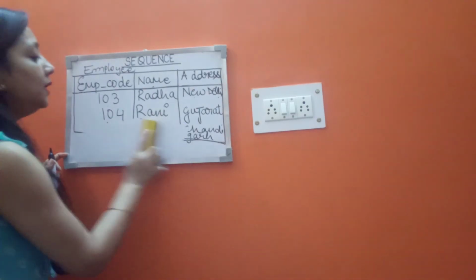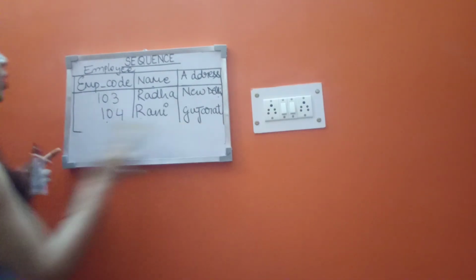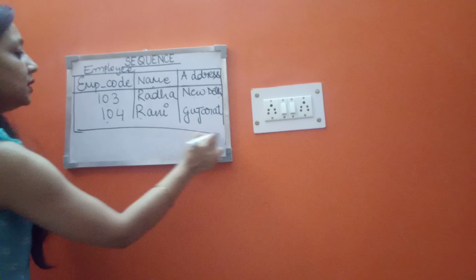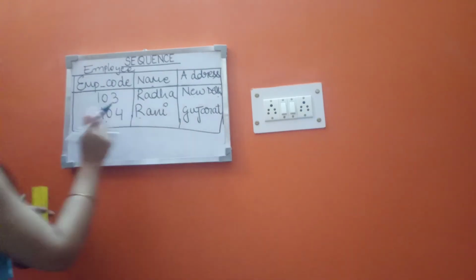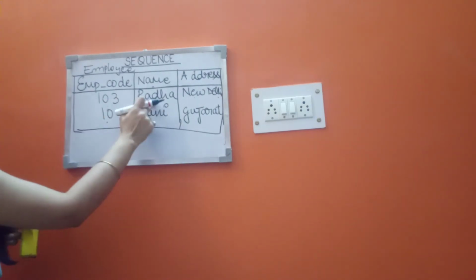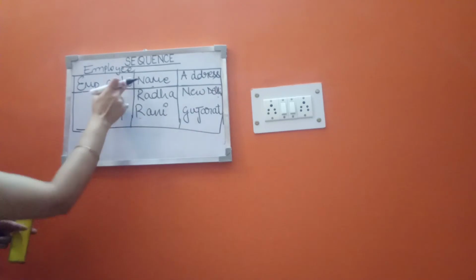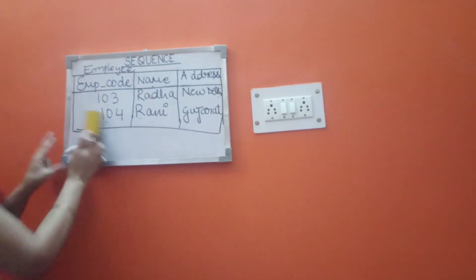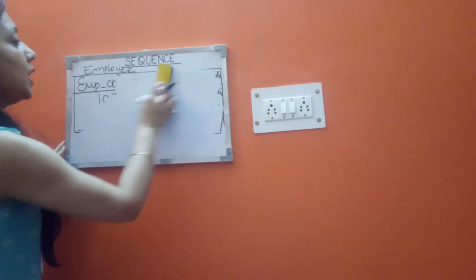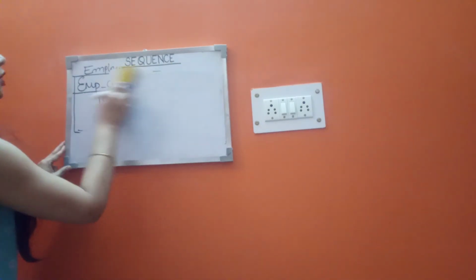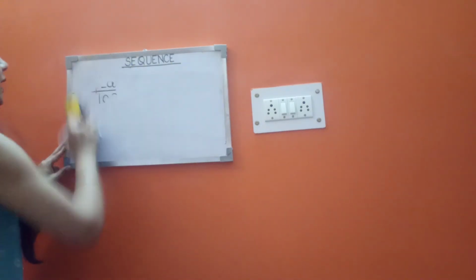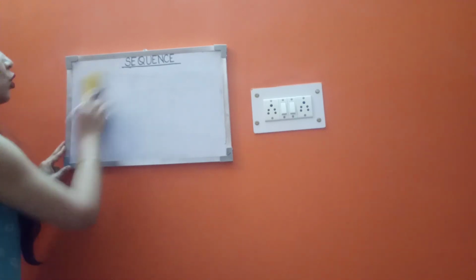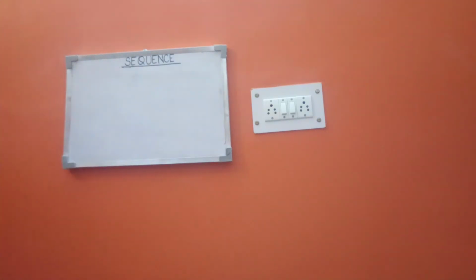Now keep in mind that as of now the employee table contains just these two records. Employee code 103 having name Radha and address New Delhi. Employee code 104 having name Rani and address Gujarat. Now if a new employee joins the organization, in that case I want the employee code to be automatically generated for that employee. So how will I do that?